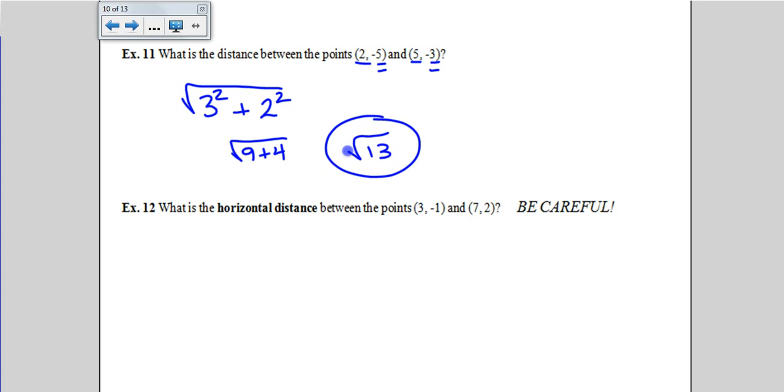Now, example 12 is actually a trick question. It's a lot easier than it looks. What's the horizontal distance between the 2 points? Most children will go and find actual distance, which is distance formula, but they didn't want the actual distance. They just want the horizontal distance. So the horizontal distance would be the distance between the x coordinates. So 3 to 7 is 4 units apart. We're done.